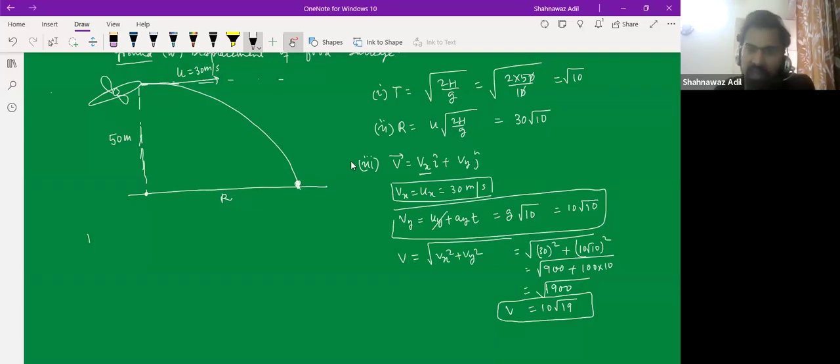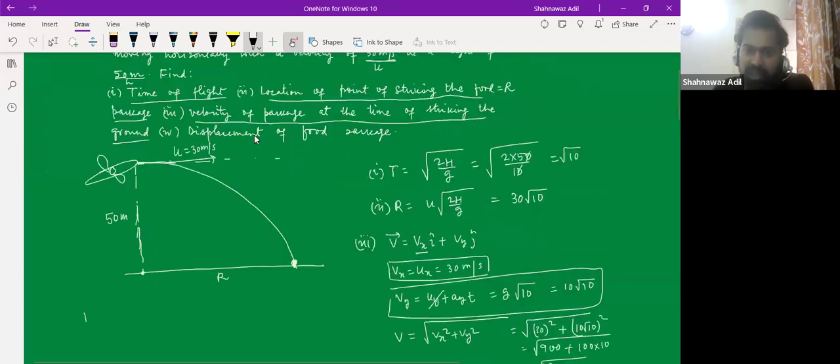And the last part that we need to calculate is the displacement of the food package. So the food package was here, and now it has reached here. So displacement is this thing. So this is the displacement.